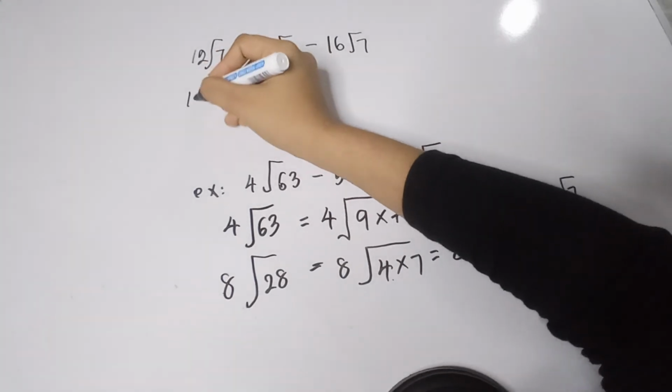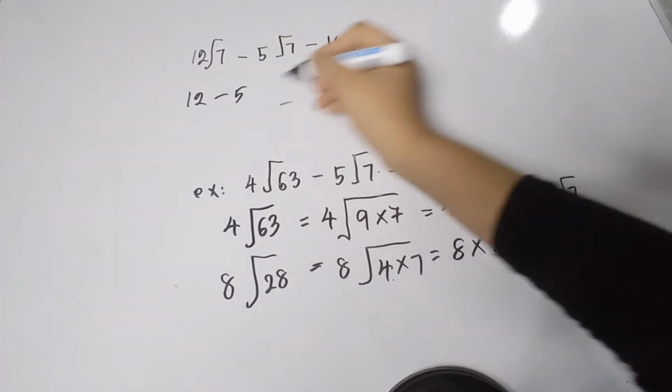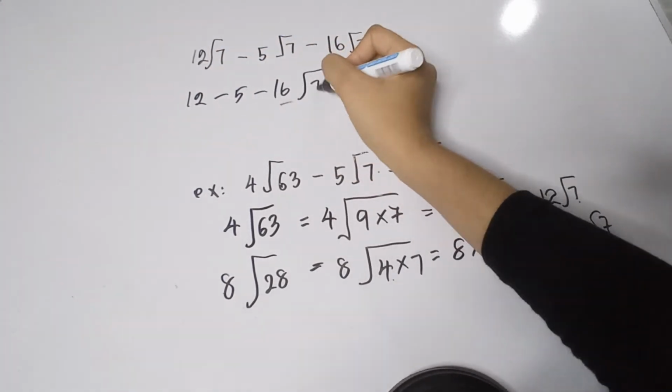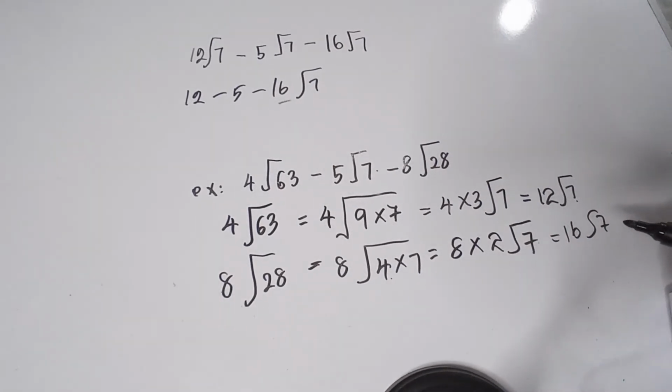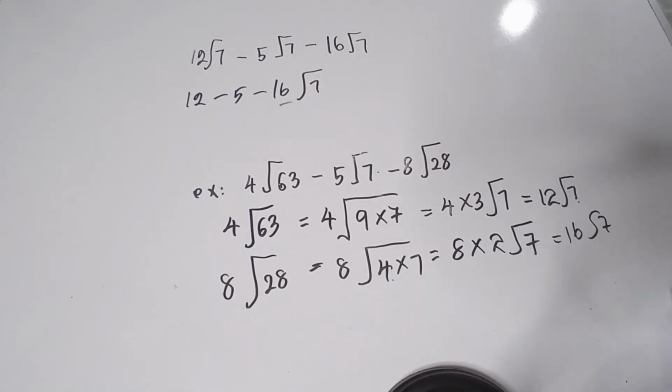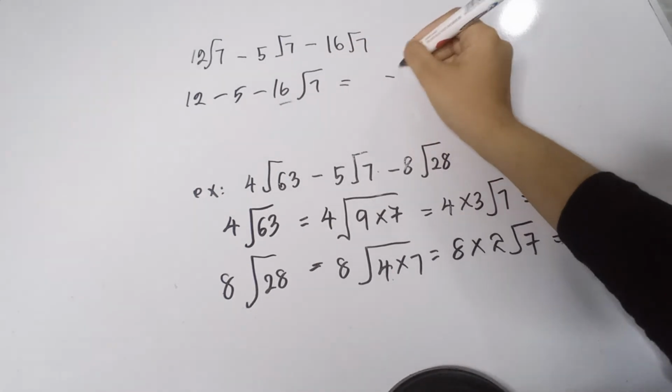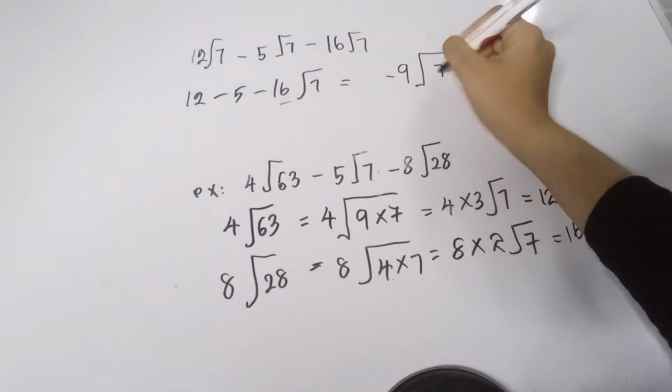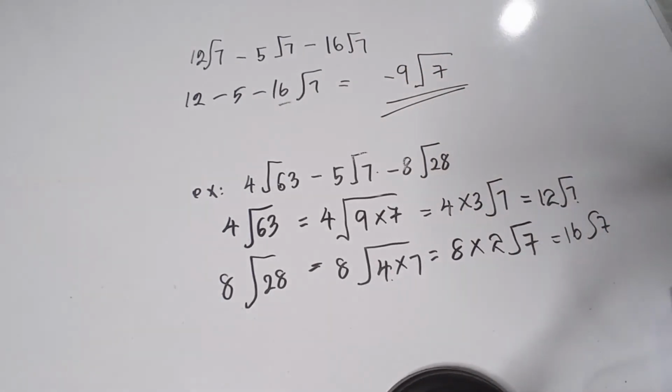Now what should I do? 12 root 7 minus 5 root 7 minus 16 root 7. Now we have to subtract. 12 minus 5 is 7. 7 minus 16 is a negative number, minus 9 root 7. So this is the final surd answer. So this is how we do addition and subtraction related to surds.